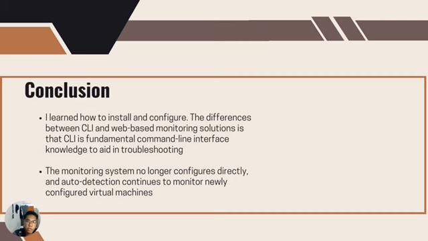Lastly, for the conclusion, I learned how to install and configure. The difference between CLI and web-based monitoring solutions is that CLI requires fundamental command line interface knowledge to aid in troubleshooting, such as network connection issues, speed control, and numerous operating systems. Then there are the monitoring systems that are accessible via the internet. And lastly, the monitoring system no longer needs to be configured directly, and auto detection continues to monitor newly configured virtual machines. Thank you.